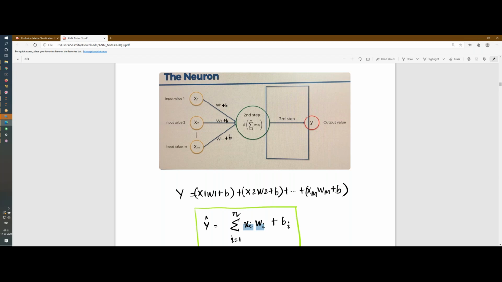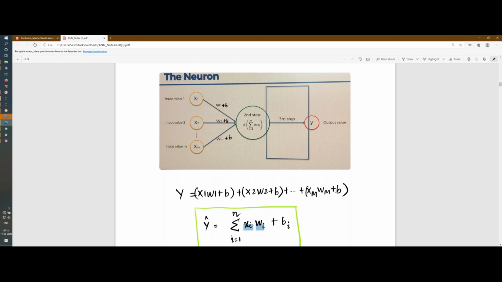So xi is nothing but a node. I equals 1 to n. N is equal to the number of features or columns available. If I have 10 columns, n equals 10. If I have 500 columns, n equals 500. So in this case, I have 3 columns, so n will be 3.